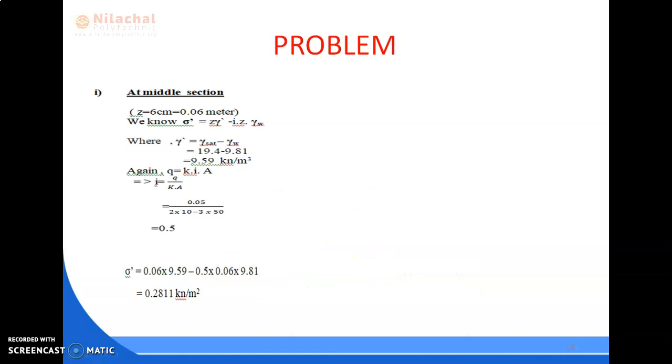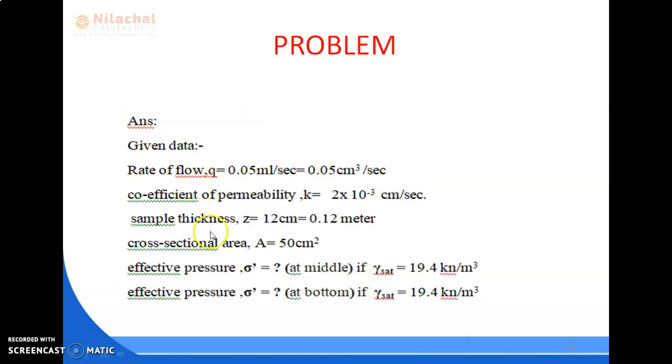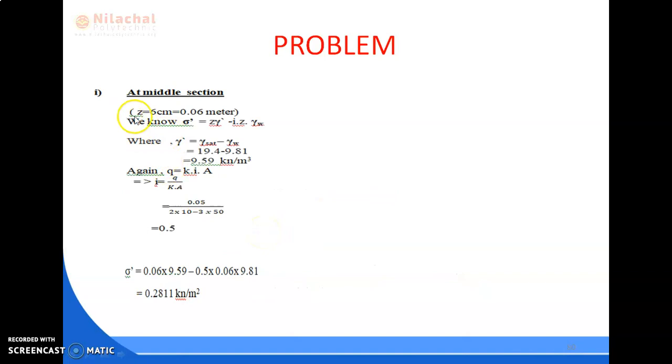So we calculate one by one. First we calculate at the middle section. At the middle, the total thickness of the sample is given, Z equal to 12 centimeter. As we have to find out at the middle, obviously we have to take half, so Z equal to 6 centimeter, this is equal to 0.06 meter. Again we know sigma dash equal to Z gamma dash minus I Z gamma W. Here gamma W value we know, Z value also given, unknown is gamma dash. Also I is unknown, it is not given, we have to find out. Two things are unknown. Gamma dash equal to gamma sat minus gamma W.